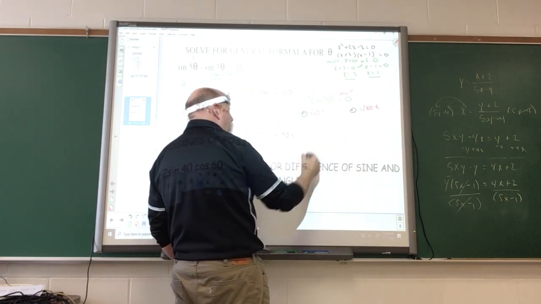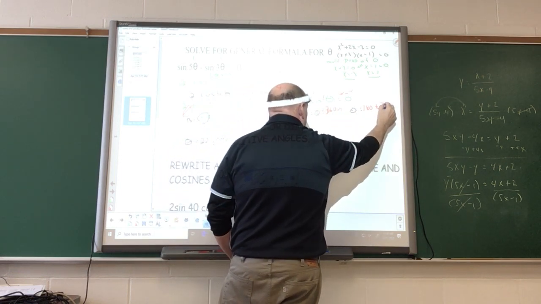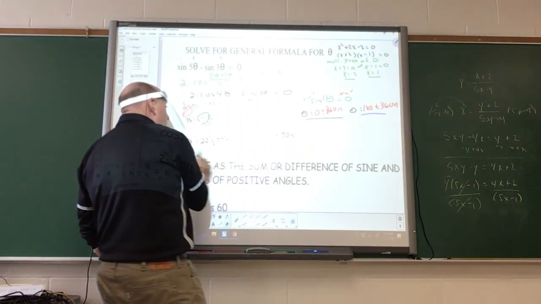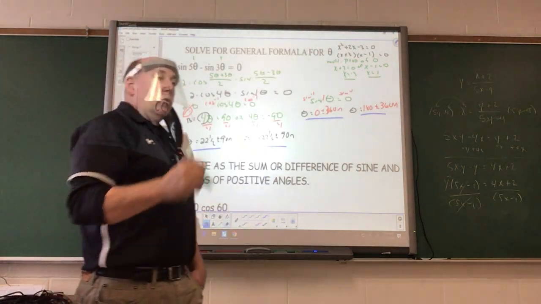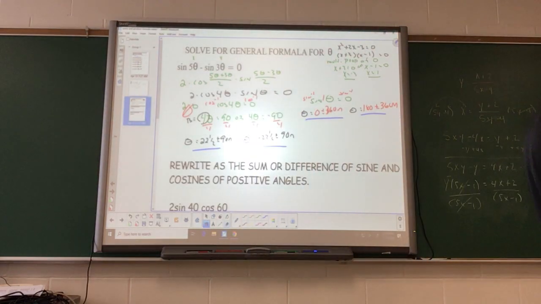Our b value is 1, so we have 360n. So we have 4 general solutions here, which will give us values that would make this equation true. I won't ask for specifics.